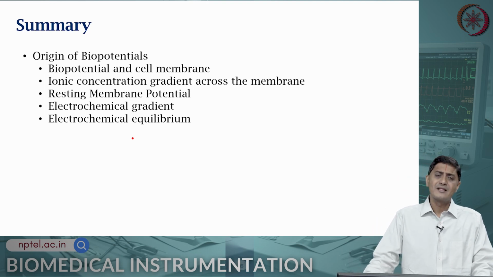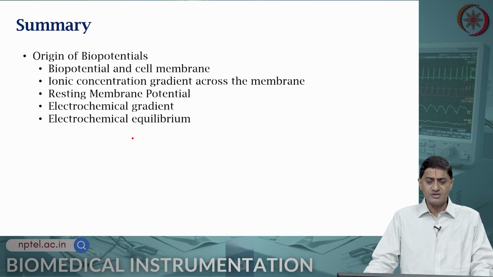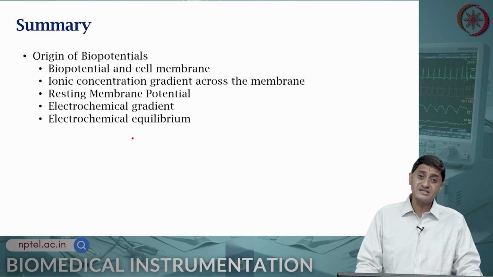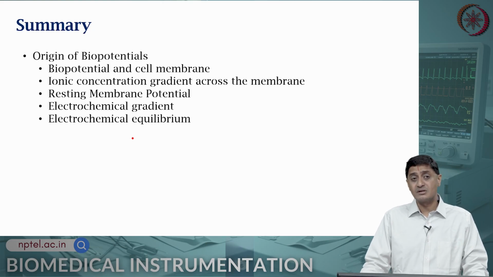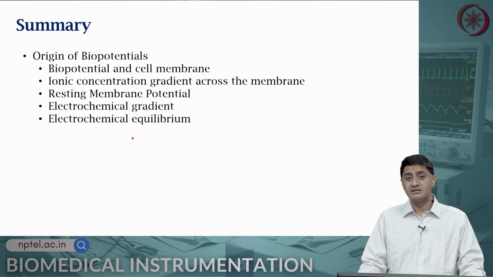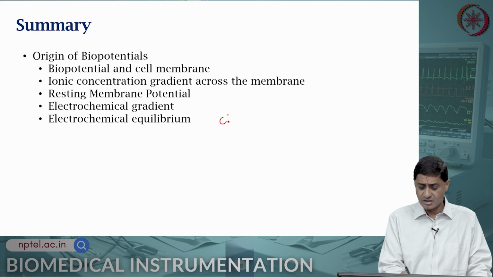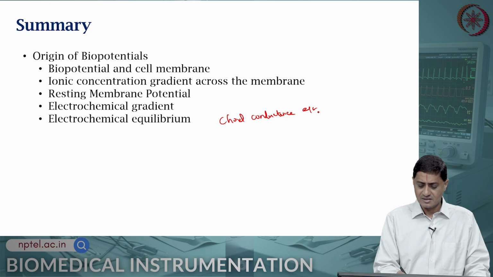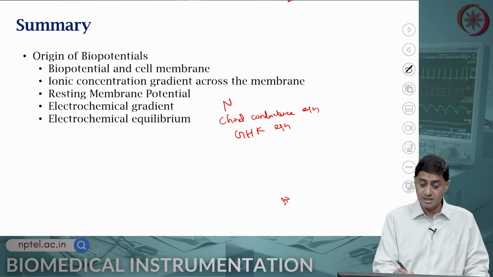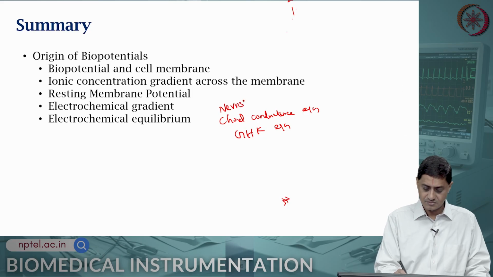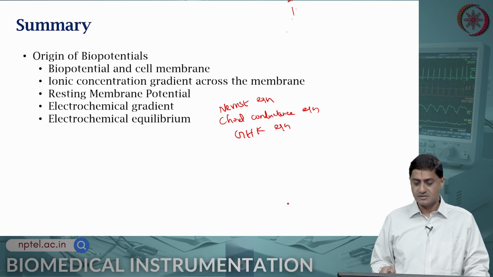With this, we come to the end of this video. In this video, we looked at biopotentials, the origin of biopotentials, ionic concentration, concentration gradients, electrical gradient, resting membrane potential, what the electrochemical gradient is and how it is maintained, how an electrochemical equilibrium is achieved, and what the various equations of interest are. The chord conductance equation, the GHK Goldman Hodgkin Katz equation, and most importantly the Nernst equation. These are the equations that we looked at.